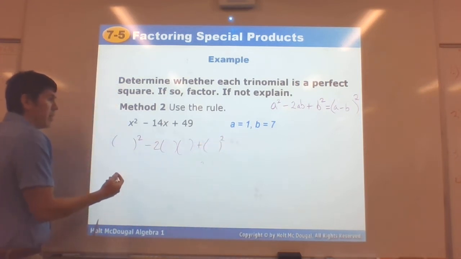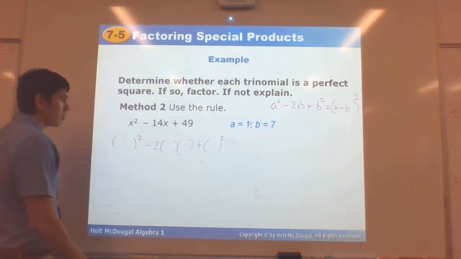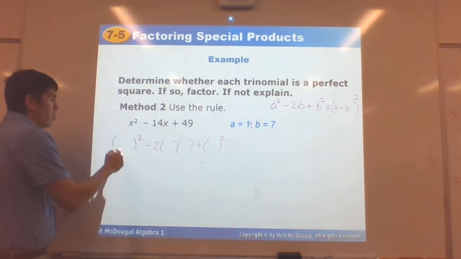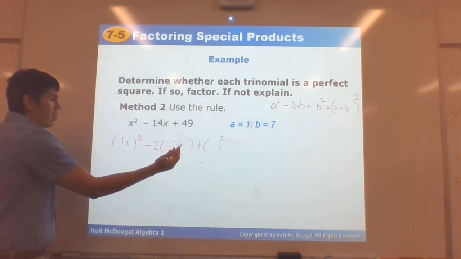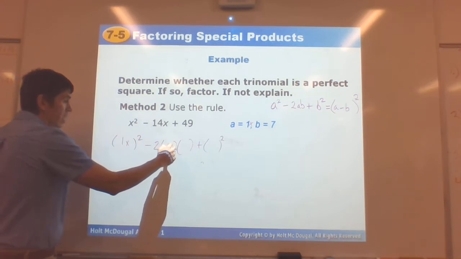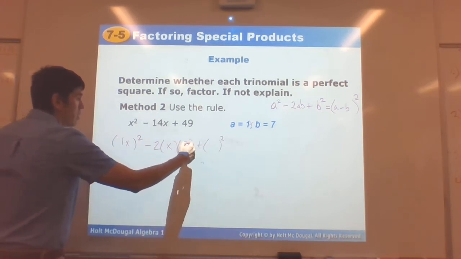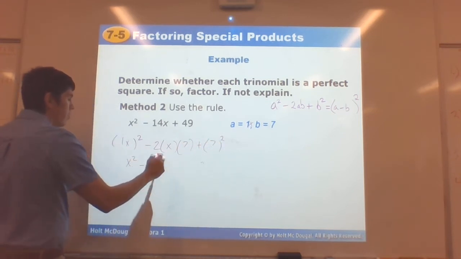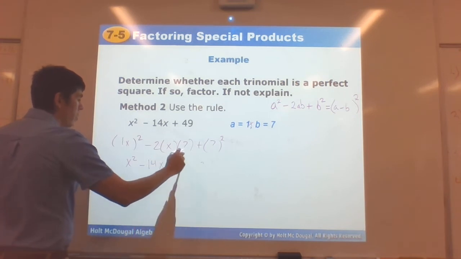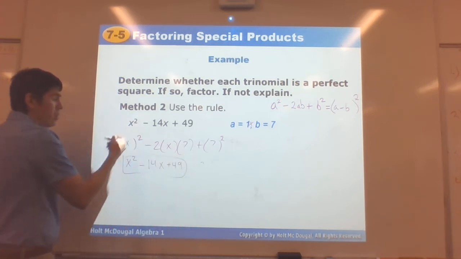So I'm going to plug in, and really this should be 1x right there. That should be 1x. Over here, this is going to be just 1x or x. And my b value is going to be 7, and again, 7 over here. Then we evaluate, and we get x squared minus 14x plus 49. So, guess what? This matches my original trinomial.